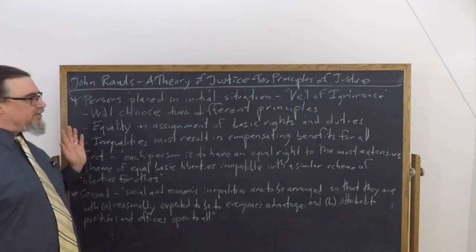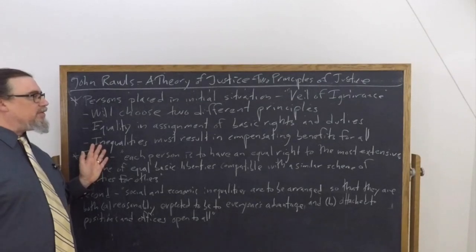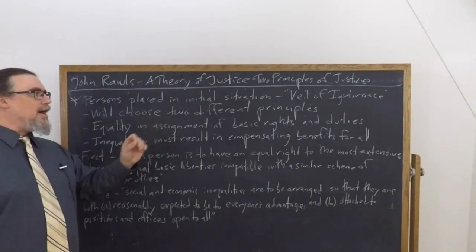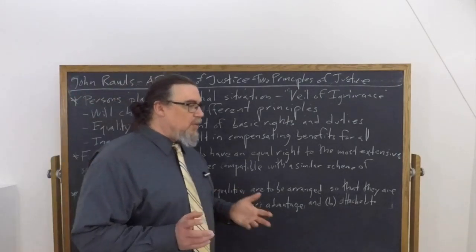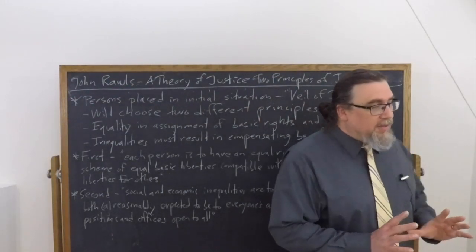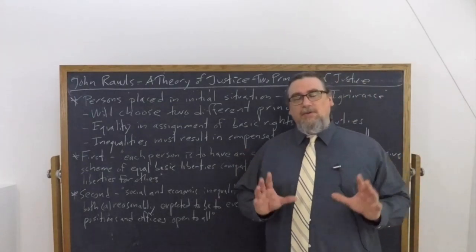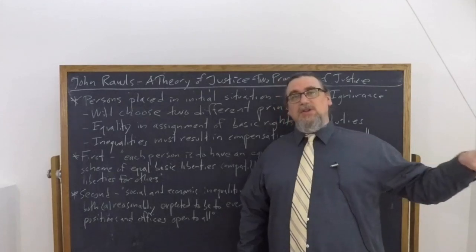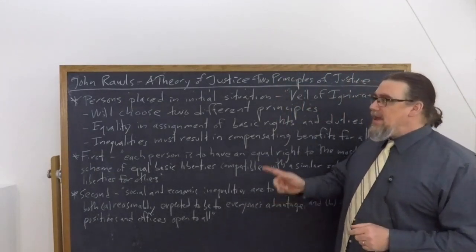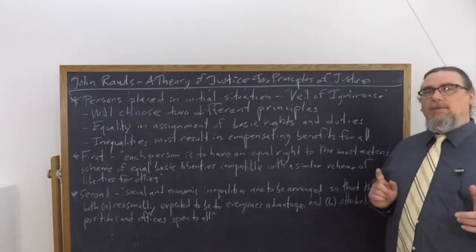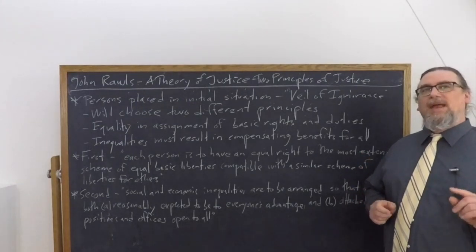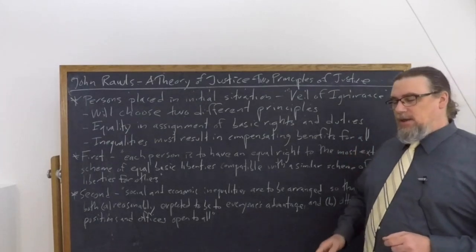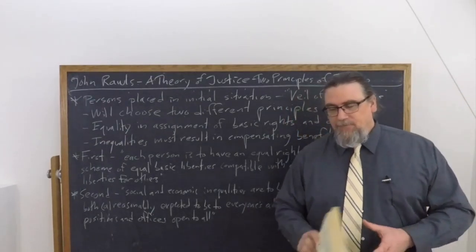And then the second is that inequalities are only just if they result in compensating benefits for all, not for the aggregate of society. So he's avoiding any sort of utilitarianism here. As a matter of fact, he explicitly rejects utilitarianism. He's saying that inequalities, if they're going to be just, if they're going to be right, if they're going to be acceptable, have to provide benefits for everybody in that society.